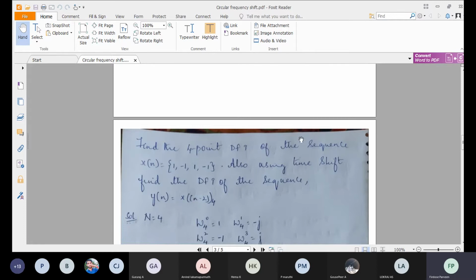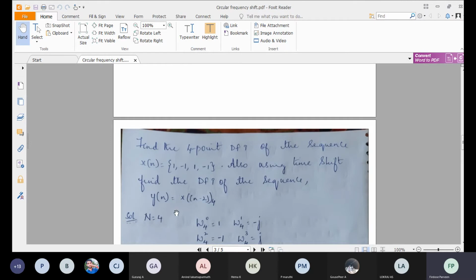Find the 4-point DFT of the sequence x of n is equal to 1, minus 1, 1, minus 1. Also using time shift, find the DFT of the sequence y of n is equal to x of n minus 2.